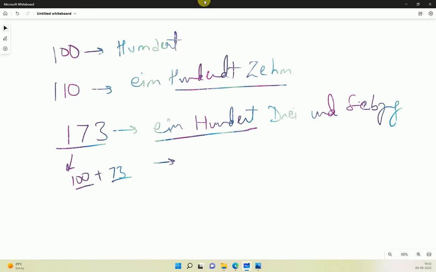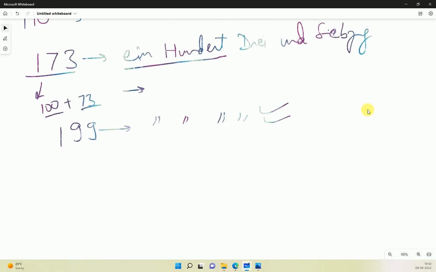Also, was für das denn? Jemand anderes bitte. Somebody else, please. 199. Yeah, 100% perfect. 199, right? So, Shivan, can you tell me what this should look like? 236. Perfect.